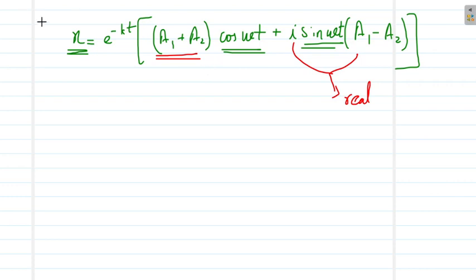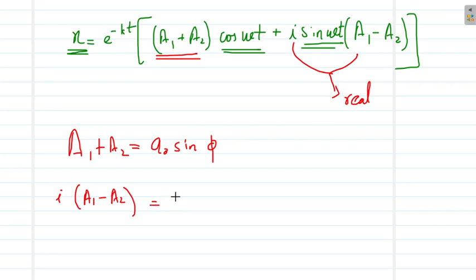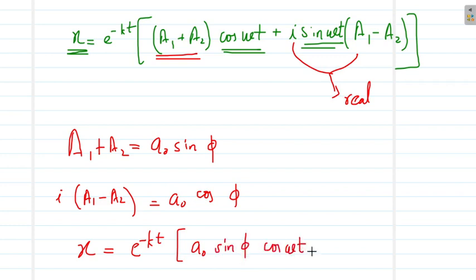Now choosing A1 plus A2 to be equal to A0 sin phi and i into (A1 minus A2) as A0 cos phi, we will be able to modify this equation as x is equal to e raised to minus kt into A0 sin phi cos omega t plus A0 cos phi into sin omega t.